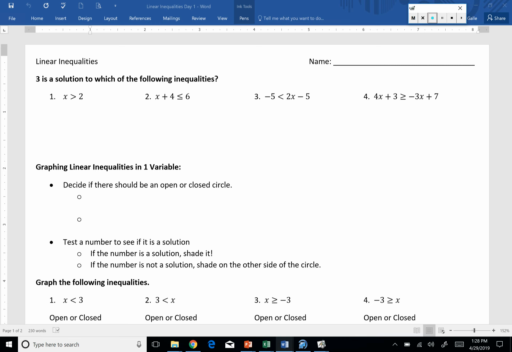So hopefully we can take something old that we're very familiar with. A lot of you I know worked with inequalities last year too, and we worked with them last trimester also. So hopefully take something that we're already familiar with and make our new piece a little bit easier today.